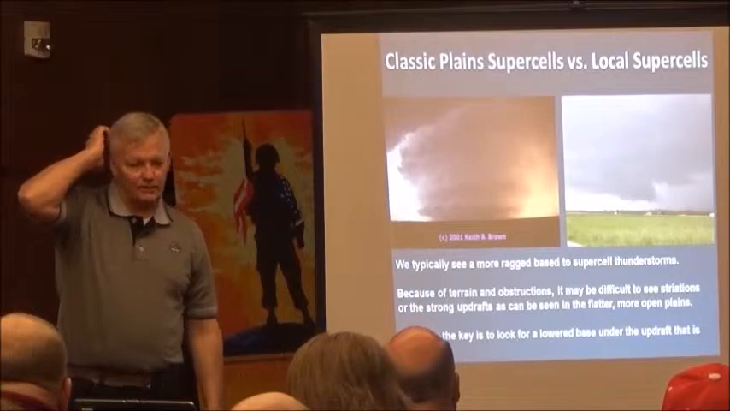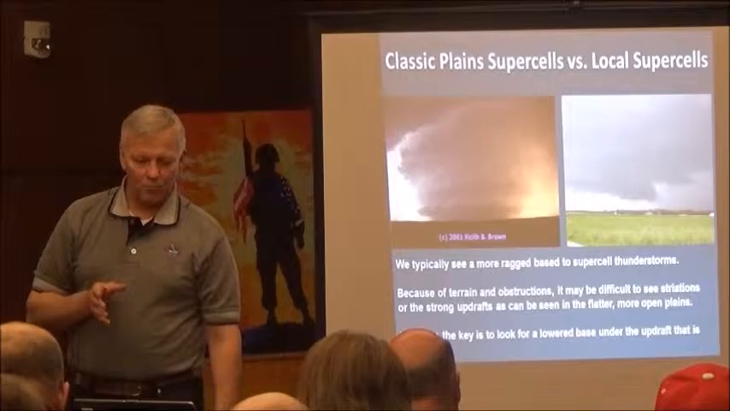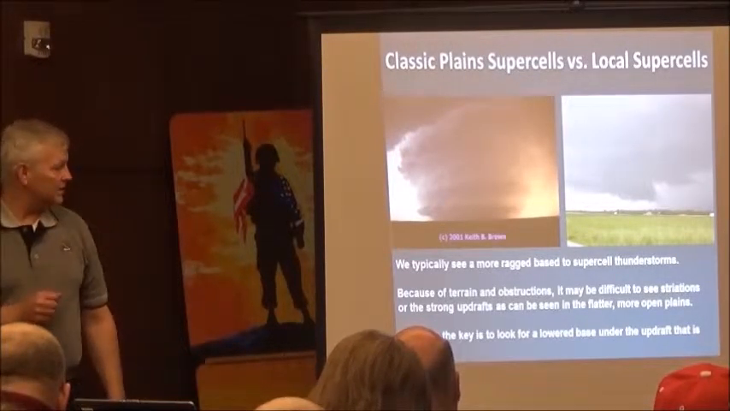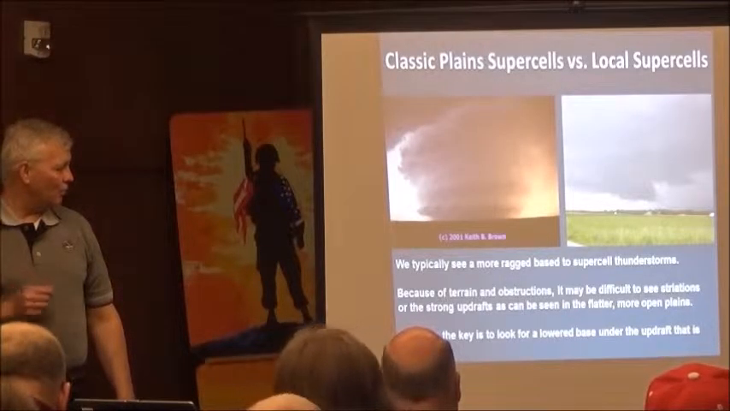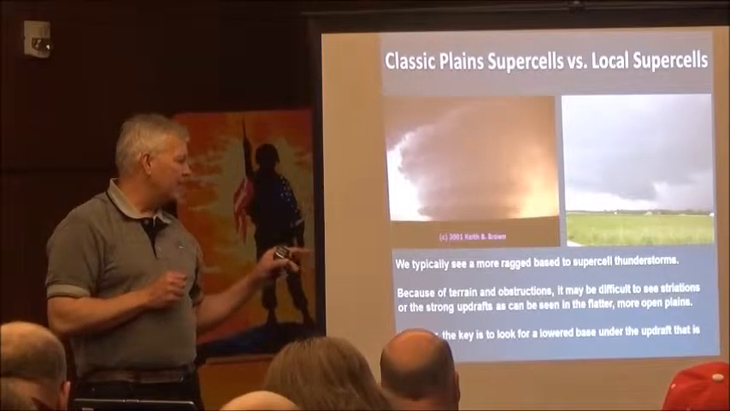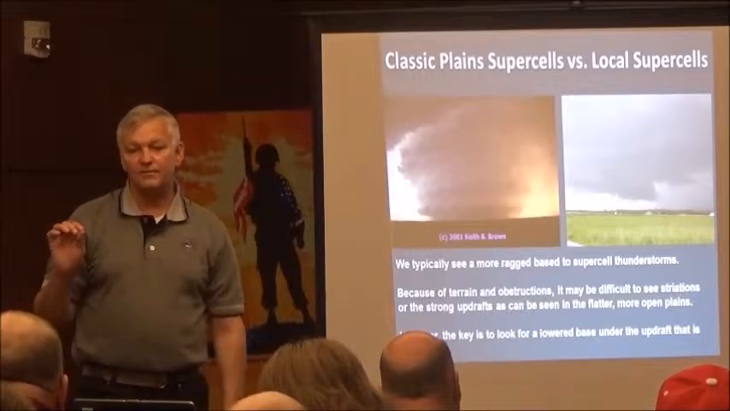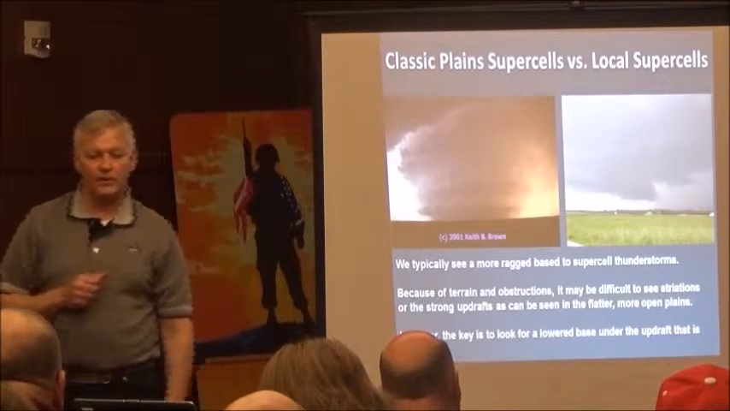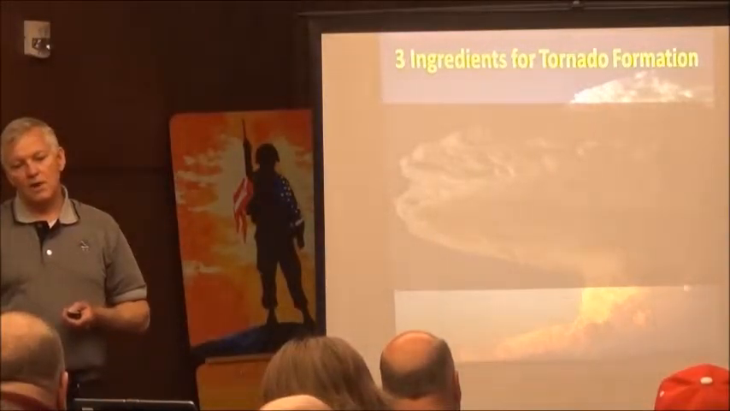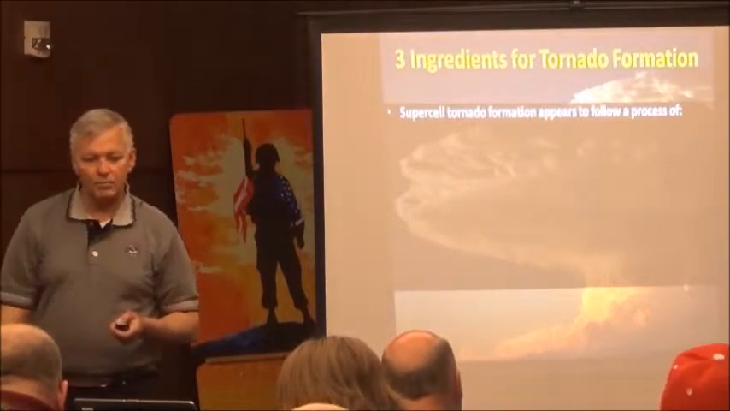Sometimes in the plains we get more classic looking supercells than here. Here we get a lot of moisture from the Gulf of Mexico, and sometimes they're quite hard to see or get a little bit more mottled as a result of that. But a very key thing is to look at the cloud fragments, the lower base, under the updraft to see if it's rotating, just like in the little video clip we just saw. Watch for that rotation. All right, as far as tornado formation, there are three primary ingredients.